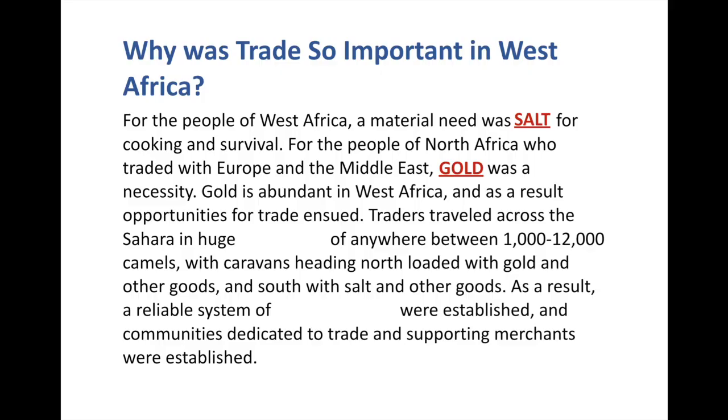Traders would travel across the Sahara in huge caravans. These are groups of traders with anywhere between 1,000 to 12,000 camels at a time. The camel was introduced from the Middle East to West Africa by Muslim traders over time, and as a result, they had the animal that was necessary in order to cross the Sahara Desert.